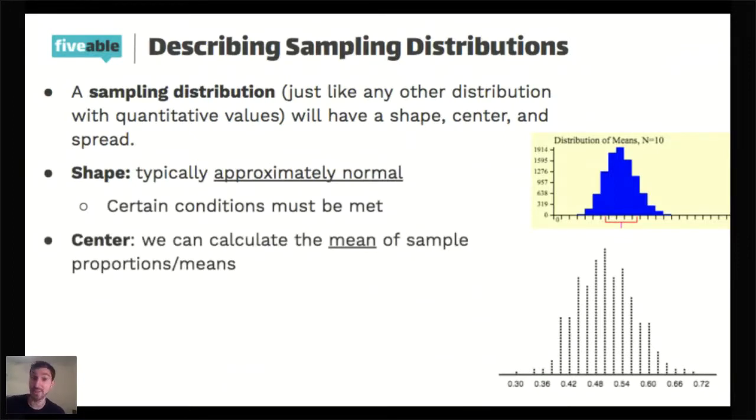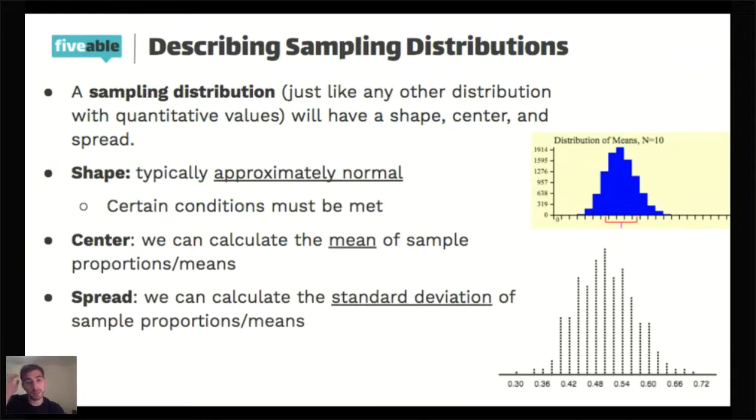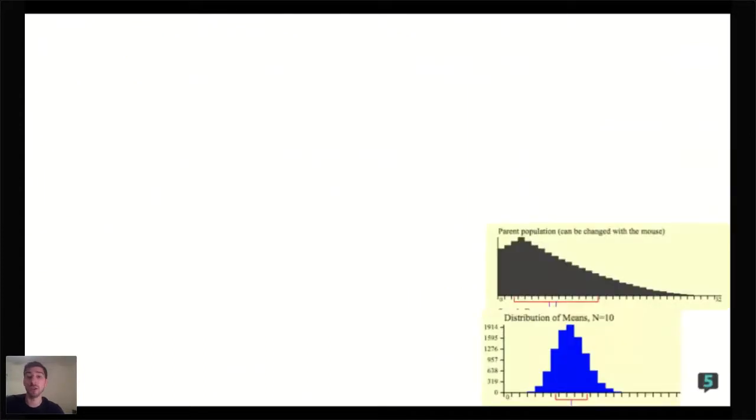You can calculate the mean of your sample proportions or sample means, so mu of p hat or mu of x bar, and you can calculate the standard deviation of those things as well. So sigma of p hat or sigma of x bar, and that leads us to what we just saw. Even with the skewed distribution, when n was 10, I was starting to get a fairly normal, but not all the way there yet, sampling distribution of x bars.